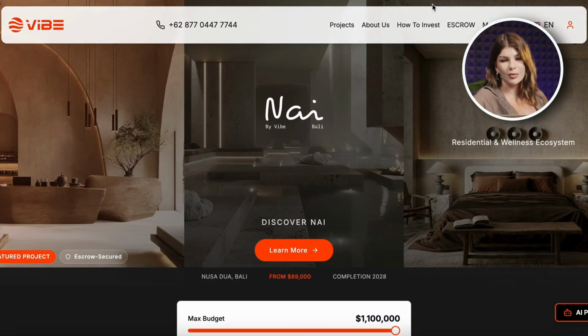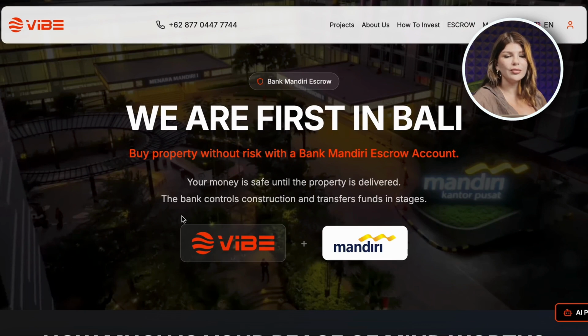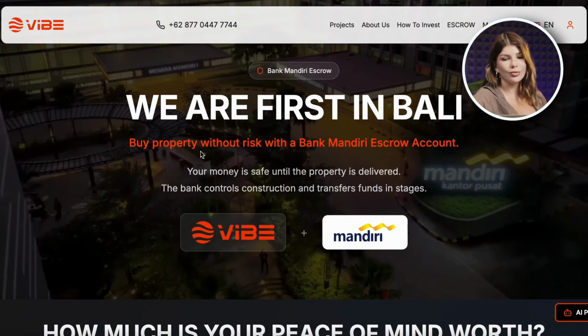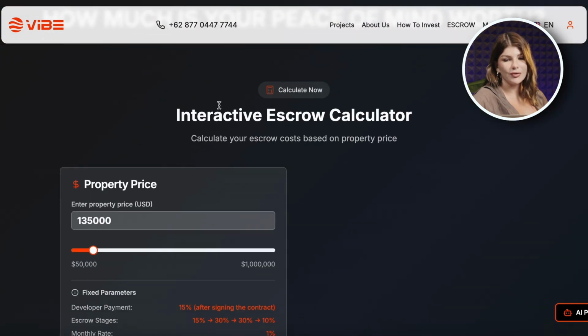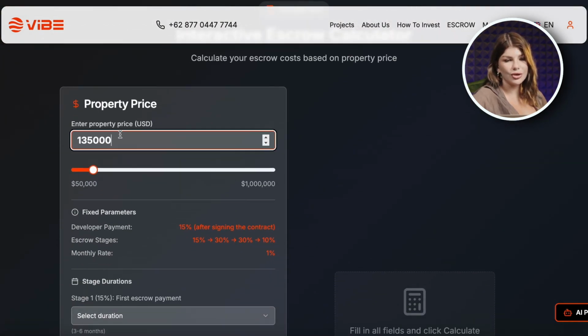To get to the necessary section, I click on the escrow label and land on the page for this section. Right away, I want to mention that our partner is Mandiri Bank. We have signed an official agreement with them, and I will use our villas priced at $135,000 as an example. By the way, this is the pre-sale price in the Cassandra 4 project.